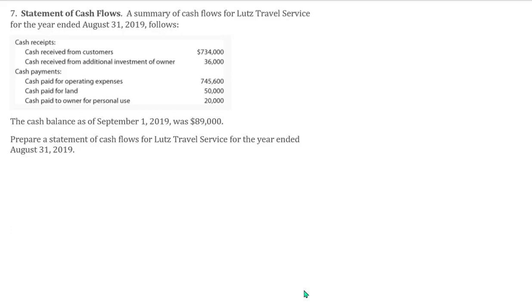Okay, problem 7. Now, for Let's Travel Service, we're going to prepare a statement of cash flows. This is an important statement, but it's also tricky. It's not easy to do. So we're going to take our cash and divide it up between cash from operating activities, investing, and financing.